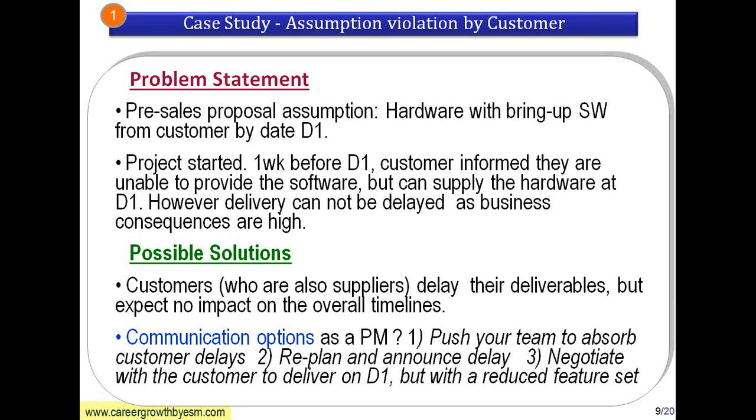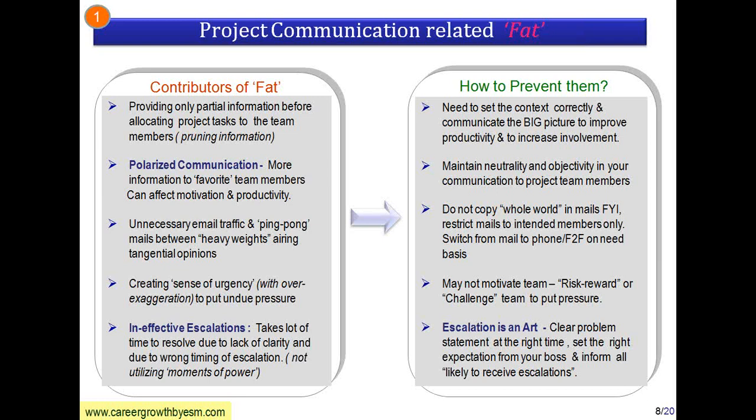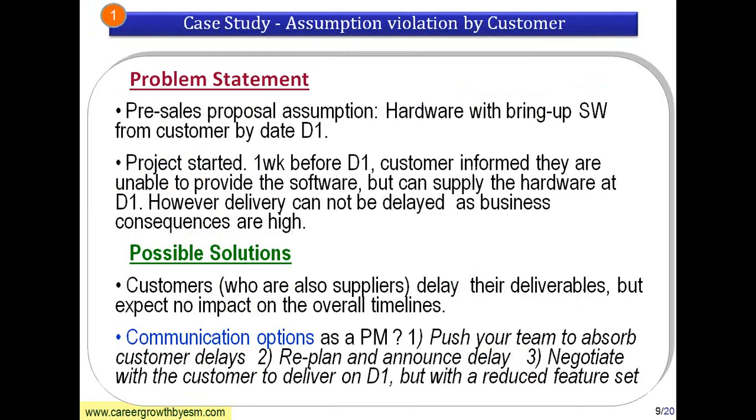What does this mean? In the beginning, in the pre-sales, the customer says I will deliver hardware to you by date D1. But just one week before the date, the customer says, look, I'm sorry, I cannot deliver this, but we have a delivery to make, so your software has to be on time. The customer will sometimes make unrealistic demands, and at the same time, they may not meet their own commitments. So you have to be careful. How do you handle such a situation? When the customer also becomes your supplier, how you handle the situation is very important. So what are the options before a project manager when such a situation is faced?